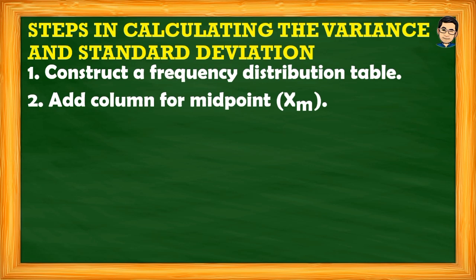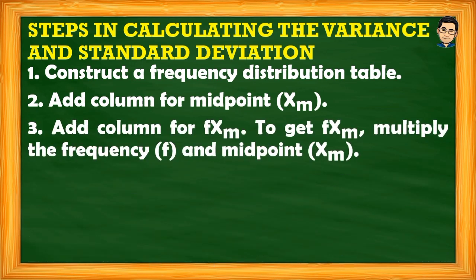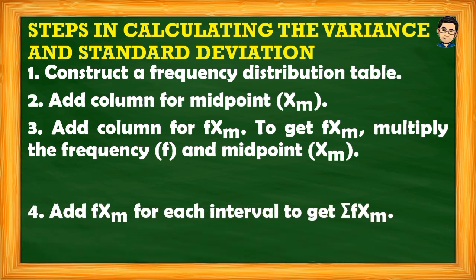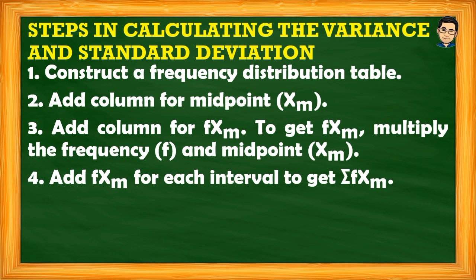And then, on the second step, add column for midpoint. So, ayan, familiar na kayo sa midpoint. And then, add column for fx sub m. So, para makuha yung fx sub m na yan, yung product ng frequency and midpoint, ipag-multiply lang po natin yan. So, yung frequency tsaka midpoint. And then, add fx sub m, yung product ng frequency and midpoint or class mark for each interval to get the summation. Siyempre, i-add natin yon kasi kailangan nating makuha dyan yung mean.